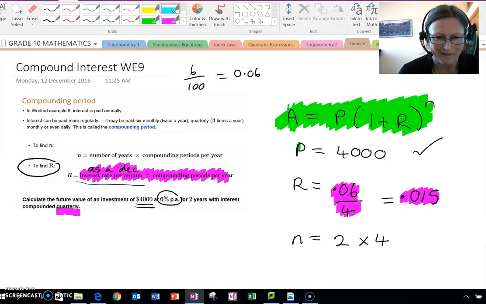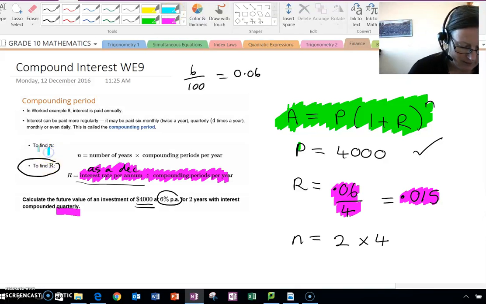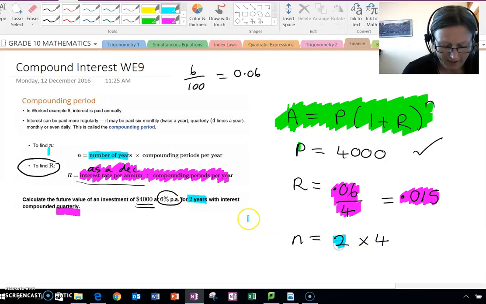To work out N, here, it's the number of years. So the number of years is 2. And I multiply that by the compounding periods per year, which we've already said is paid quarterly, which is 4 times a year. So therefore, N is 8.